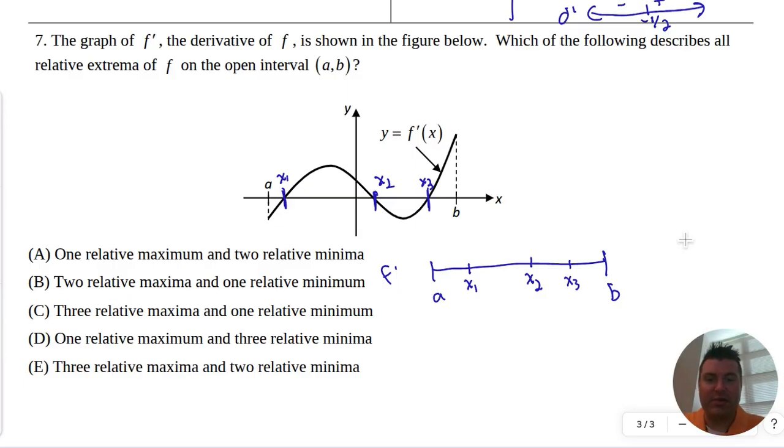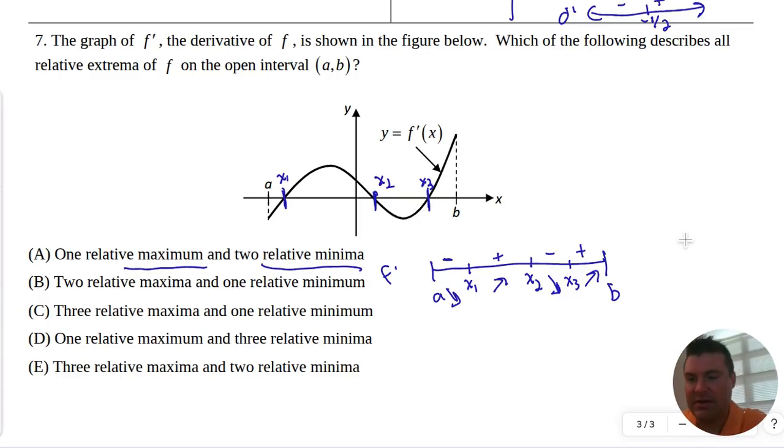So you can see if this is the f prime, f prime between A and the first point is below the x-axis. That's negative. But between those 2 points, you go positive, negative, positive. So now I can look at this and then start to match from this sign chart which one matches. So this says 1 relative max and 2 relative mins.